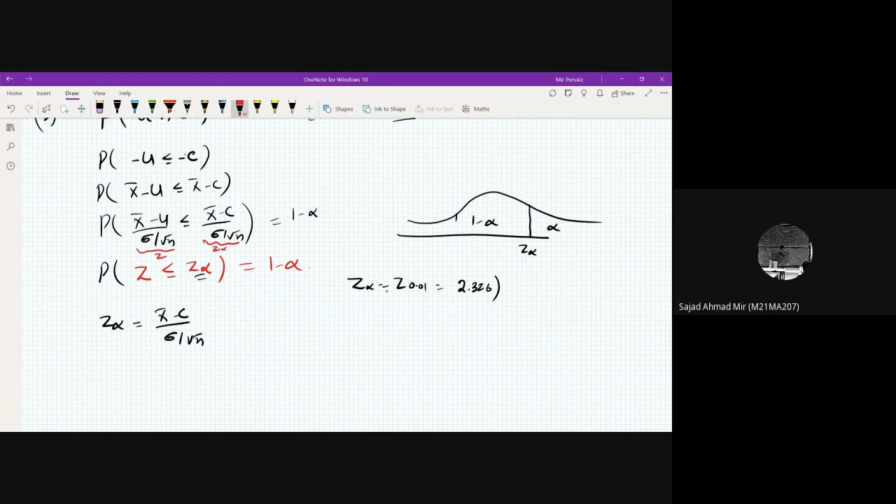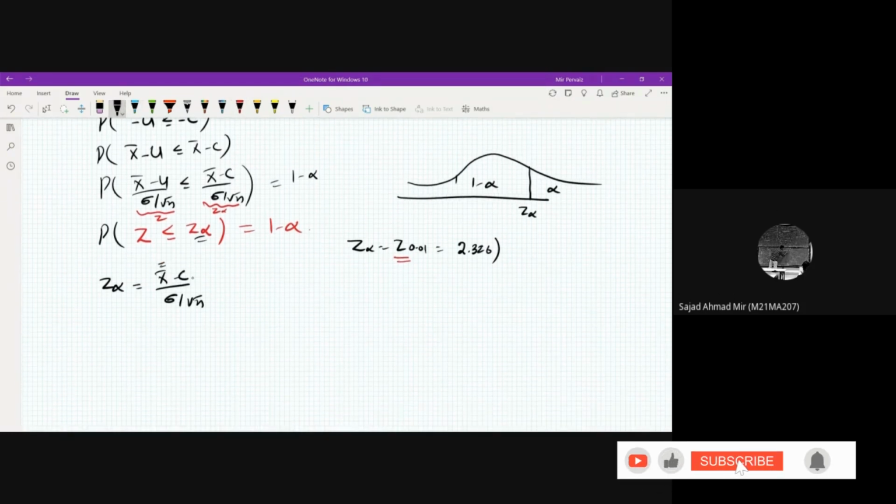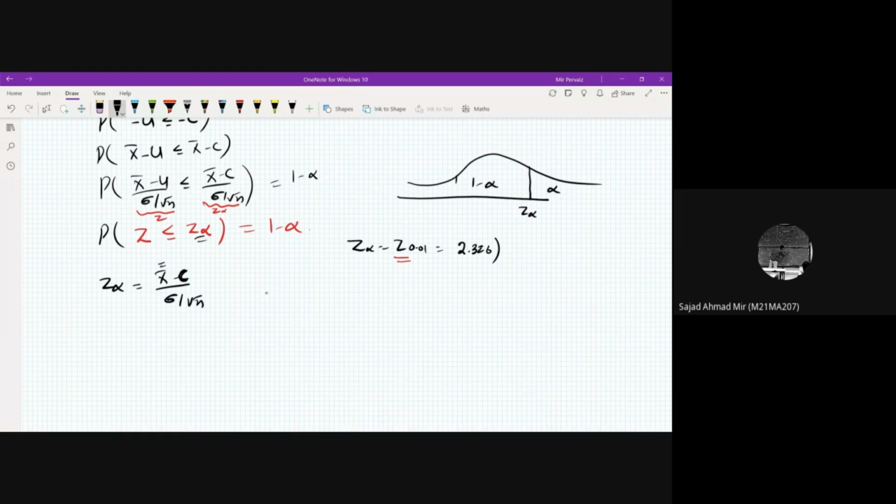So z alpha you got from the normal table. Now x bar you already know, and C, the bound which we are looking for, you have to get from this equation, and that you try yourself, which means you find the value of C. All you have to do is substitute x bar, sigma, and root n, and you should be able to get the value of C. So what will C be? C is x bar minus z alpha times sigma by root n. The values on the right side are all known, and you put those values in and get your answer.